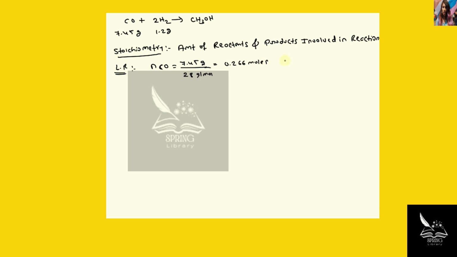Similarly we are going to find out the number of moles of hydrogen. The mass of hydrogen is 1.2 grams and the molar mass of hydrogen is 2 gram per mole. So here we get the number of moles of hydrogen as 0.6 moles. It clearly indicates that the number of moles of carbon monoxide is less than the number of moles of hydrogen. Therefore carbon monoxide acts as the limiting reagent and hydrogen acts as the excess reagent.